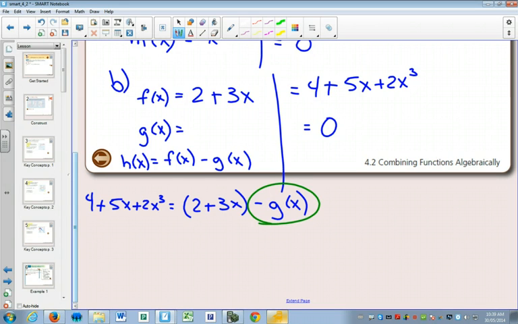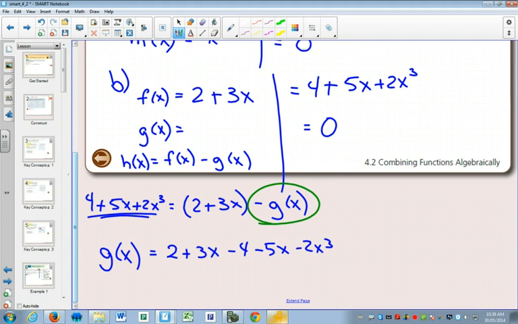So if I want to get that by itself, that wouldn't be too hard. I could just move it over to this side by adding g of x to both sides. I still have 2 plus 3x. And I'm going to move this entire h of x over to the other side. Well, if I move that 4, I'd have to minus 4, minus 5x, and minus 2x cubed. Now I have like terms, so I could just combine them together. 2 minus 4 would be negative 2. 3x minus 5x, negative 2x, and negative 2x cubed. So I'll write that in. G of x is minus 2, minus 2x, and minus 2x cubed.